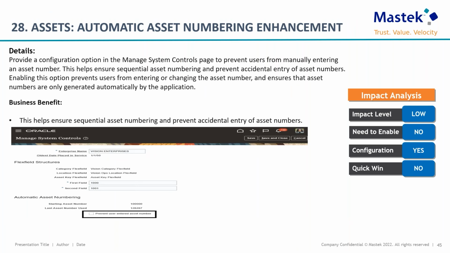Next up, for assets, we have an enhancement for automatic asset numbering. With this feature upgrade, Oracle has provided an option to prevent users from manually entering asset numbers. Once this option is configured, it will help ensure that all our assets are sequentially numbered by the system itself, and asset numbers can't be entered manually by the users.